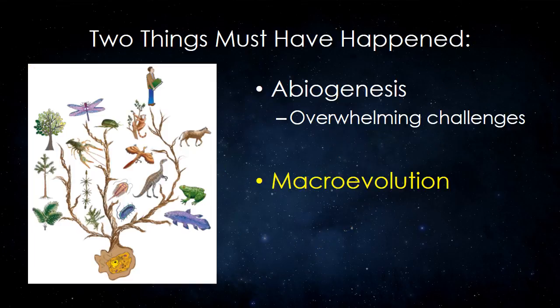Our next presentation will look at macroevolution, the second thing that must have happened in order for the diversity around us to be explained without a creator.